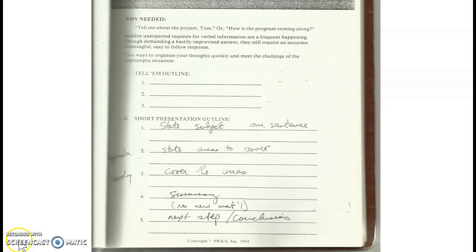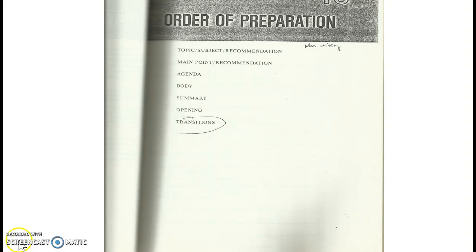So this is not my handwriting, because mine isn't as good as that. This is a typical outline, and look, it's tell 'em. So this is a short presentation outline. State the subject in one sentence, state areas to cover, cover the areas, summarize. No new material in a summary, right? Next step and conclusions. That's a very simple presentation outline.